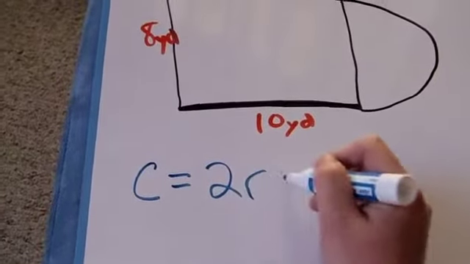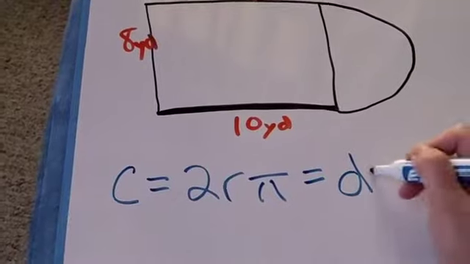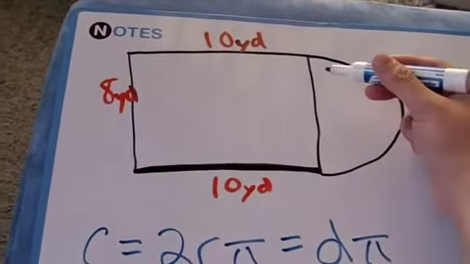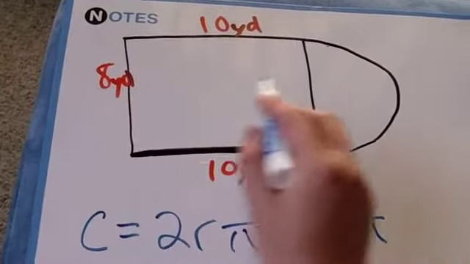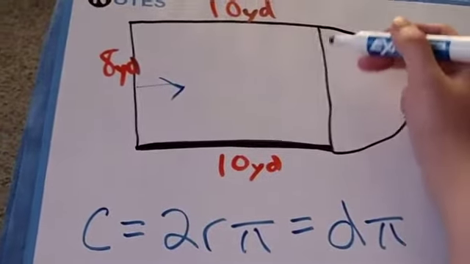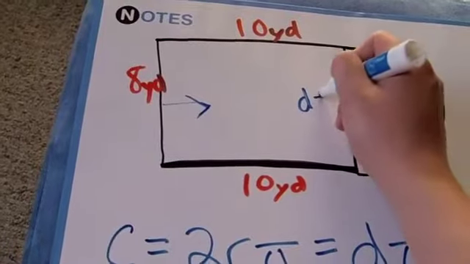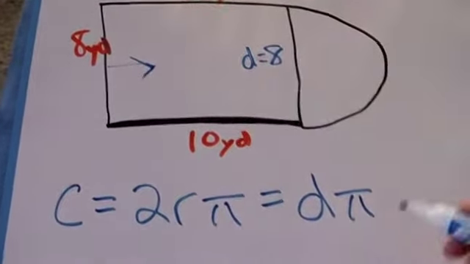You know that the circumference, or the distance around a full circle, is equal to 2r pi. Or another way of saying this is circumference is equal to the diameter times pi. Now the diameter for the semicircle can be seen in this diagram. The diameter is equal to 8 yards, which is the same as the side of the rectangle.